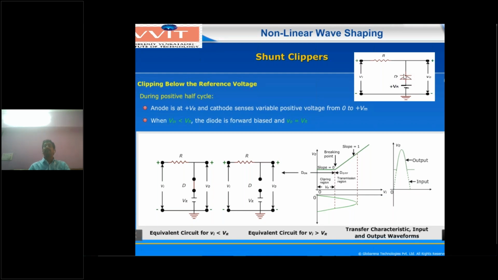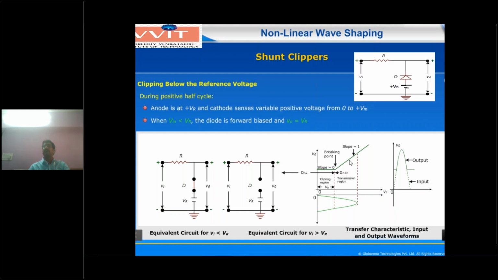Once the diode is in off condition, this is the equivalent circuit. What will happen? This VR is inactive now. Whatever input is there, the same input is transferred through the resistor to the output. That's why the output waveform above the reference voltage VR is the same as the input waveform. V0 equal to Vi. So at this time, slope equal to 1.